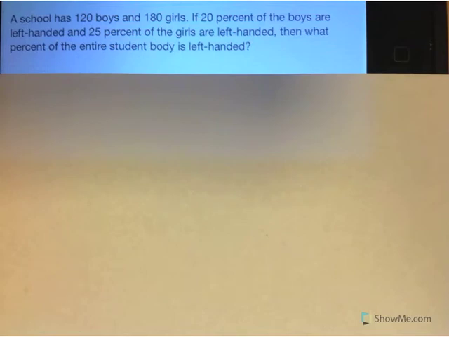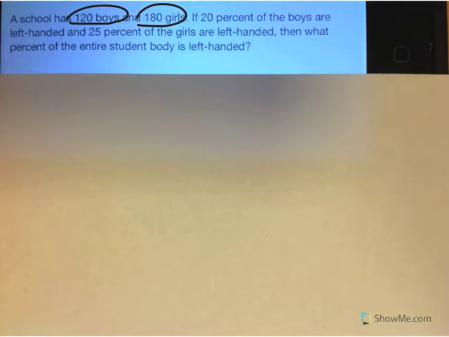We're back. Now let's try an SAT percent problem that is a little bit more complicated. It has a couple more steps to it. Alright, let's read the problem. A school has 120 boys and 180 girls. Well, just right then you can see that there are 300 kids in total at the school.